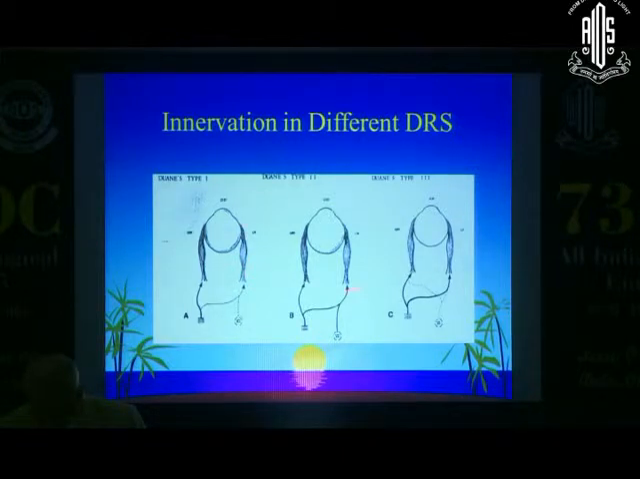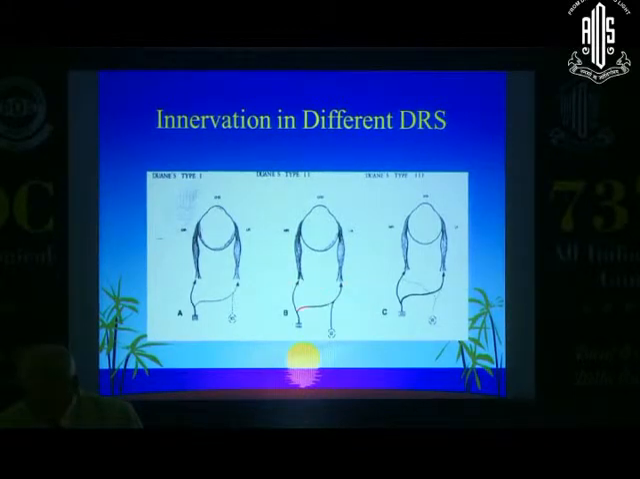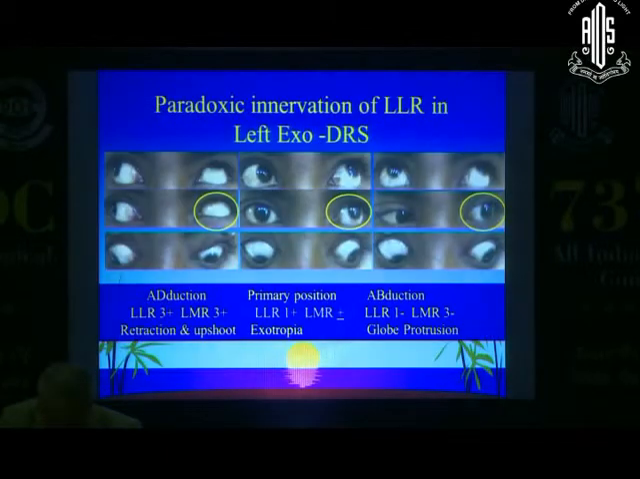In type 2, there may be some abduction possible because the 6th nerve is still supplying the lateral rectus, but in spite of that, there is a disinnervation, which is secondary disinnervation, and so there is an aberrant regeneration by the 3rd nerve. And sometimes there can be both the 6th nerve and the 3rd nerve supplying, causing a type 3 presentation.